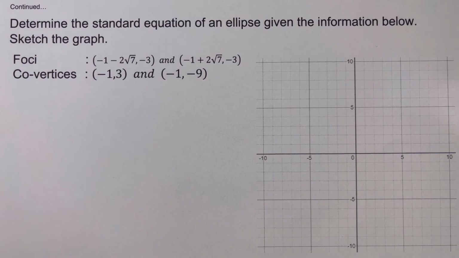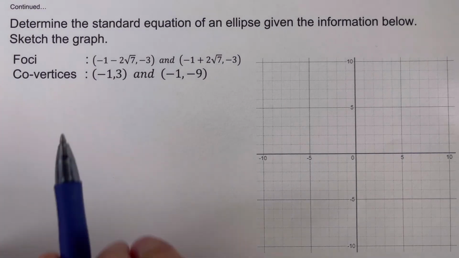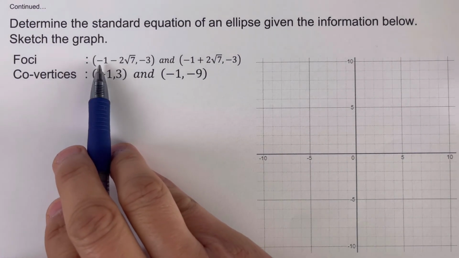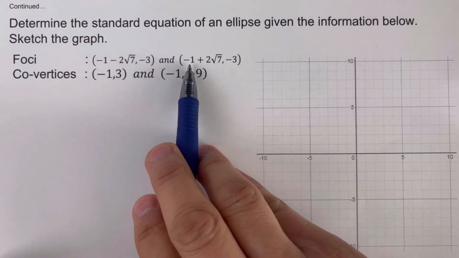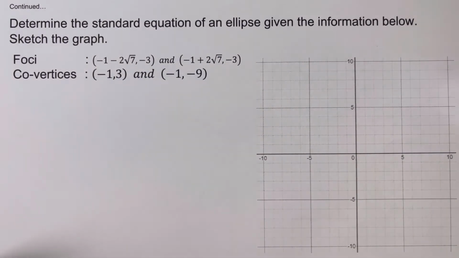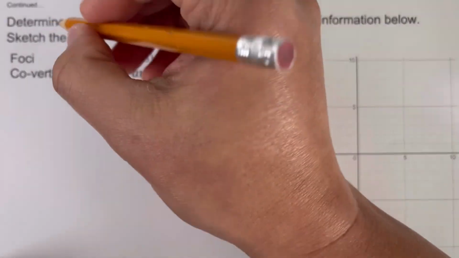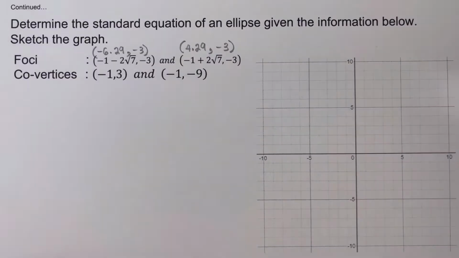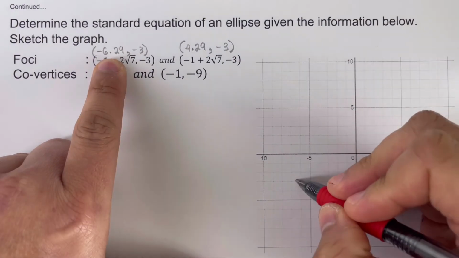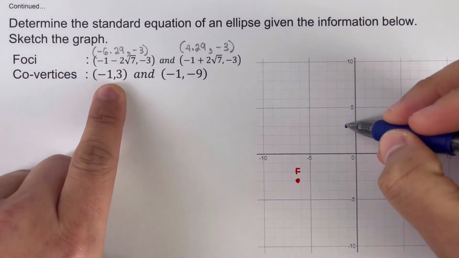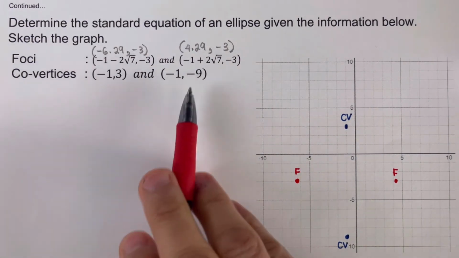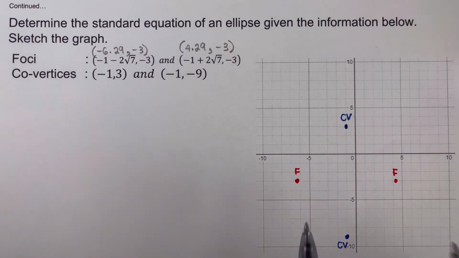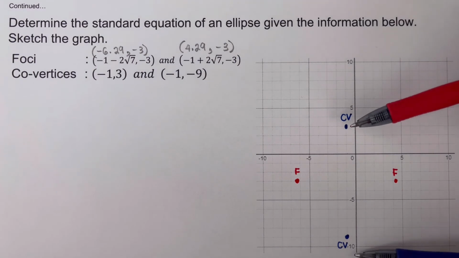Okay, so we go over the problem here. So we are going to change this coordinate negative 1 minus 2 square root of 7 to its decimal version, and this negative 1 plus 2 square root of 7 to its decimal version. And this is how it's going to look like. Okay, so I plotted these 4 points right here. So these are the two foci and these are the two co-vertices.